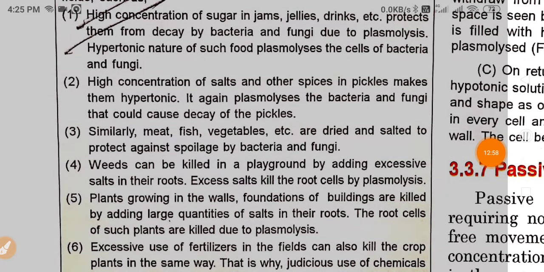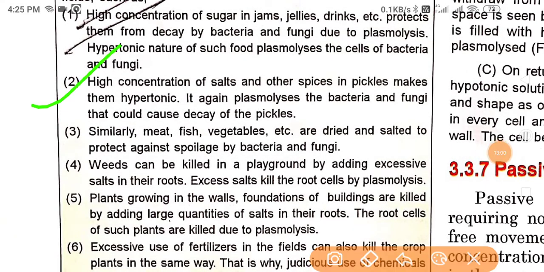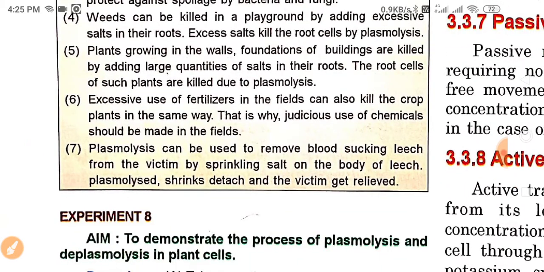The next example is that of salt, a high concentration of salt, and similarly meat, fish, and vegetables are dried and salted. So these are very easy examples. You can read them one time and it will be easy for you.